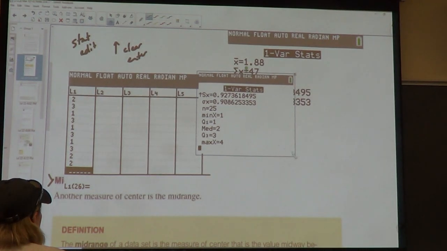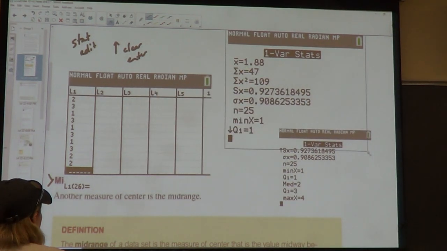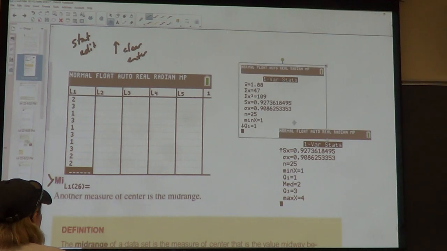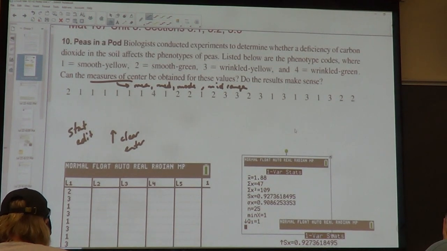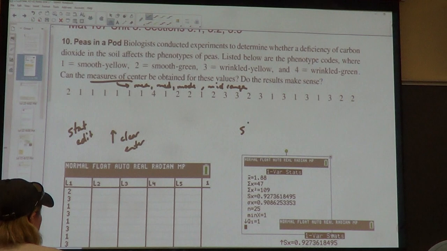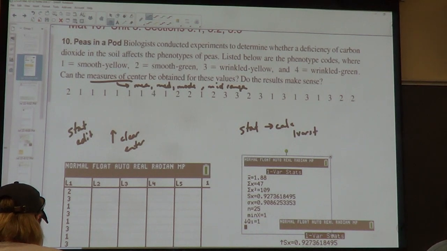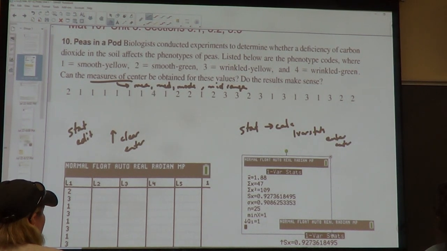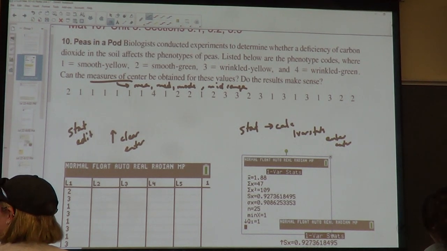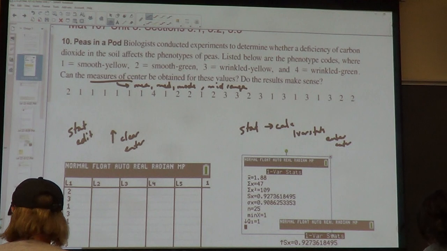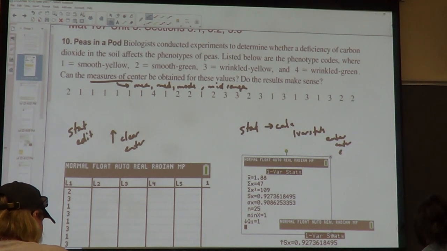And remember, hold on, I'm getting back to where we were. Okay, so we did stat, we went over to calculate, and then we chose the one var stats, and then we just hit enter, enter, enter, enter, enter, as many times as your calculator needs. Some calculators have to hit it one time, some calculators have to hit it 3 times. So it's according to what calculator you have.